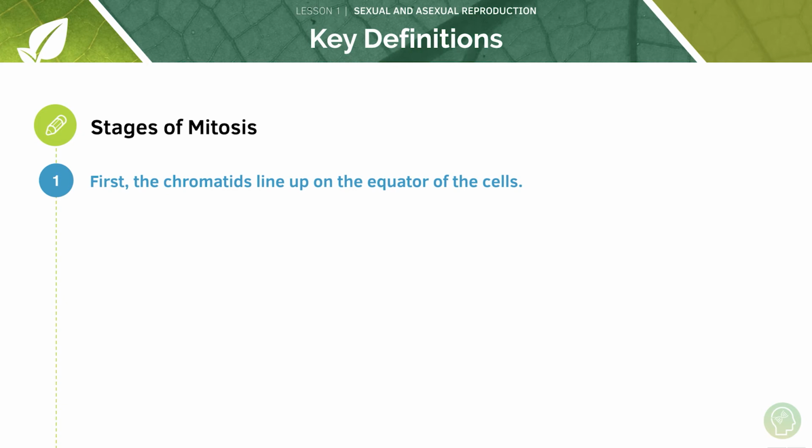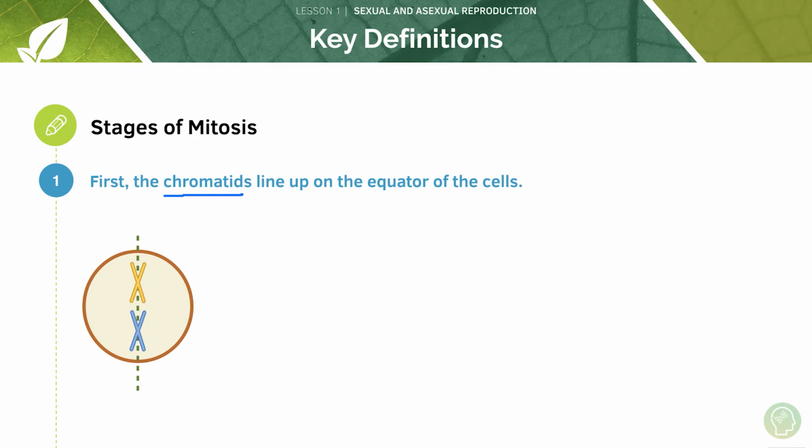So now let's have a look at mitosis in a little bit more detail. So first of all, the chromatids line up on the equator of the cells. So there's a little bit of terminology you might have to get your head around here. So chromatids refers to these structures here, and they are basically duplicated chromosomes. So you would call this a chromatid and this a chromatid, and these two are sister chromatids. Okay, and same on this side.